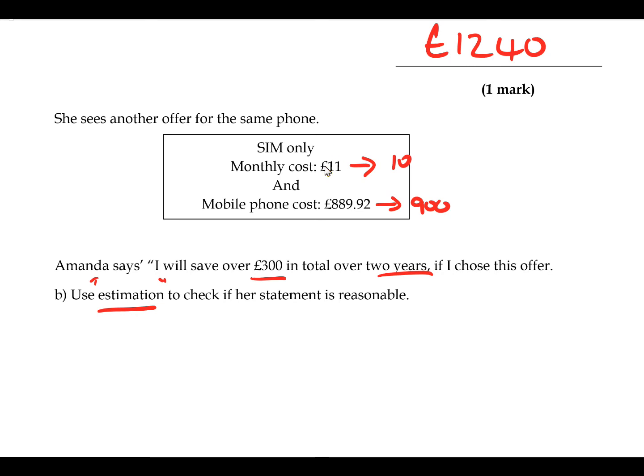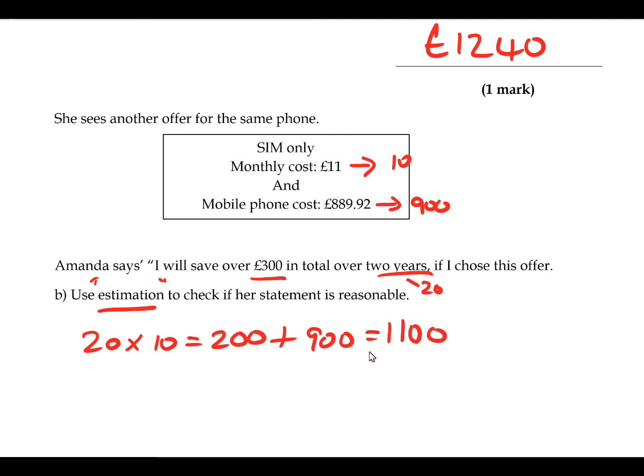Now, we've got it over 2 years again, so we're going to use 20 months again because we're using our rounding, times the £10 a month is £200 over the 2 years. We need to add the £900 for the price of the phone, and we end up with £1,100.